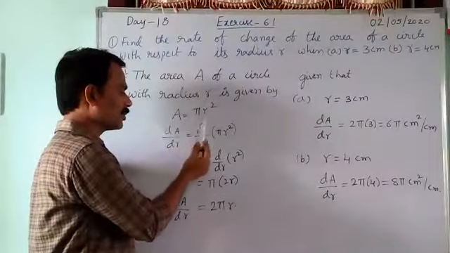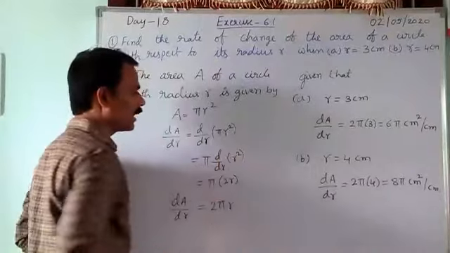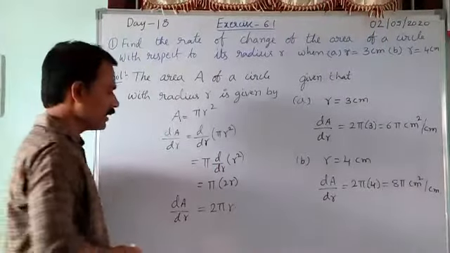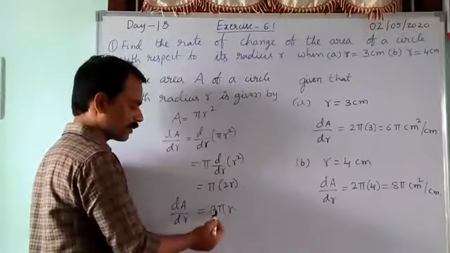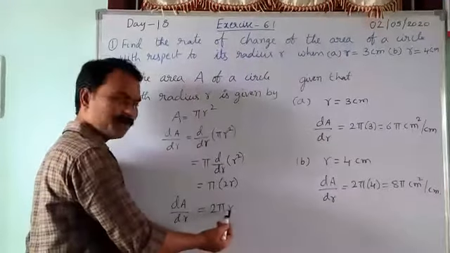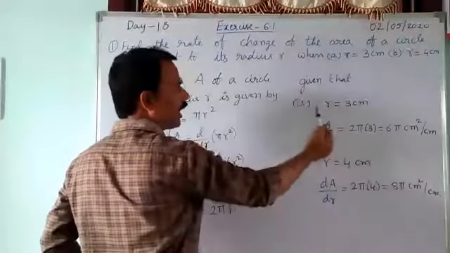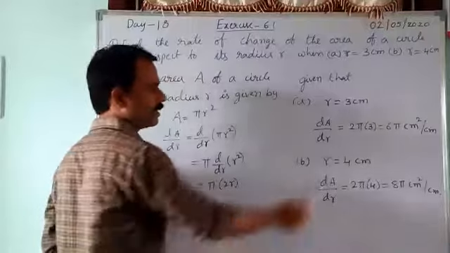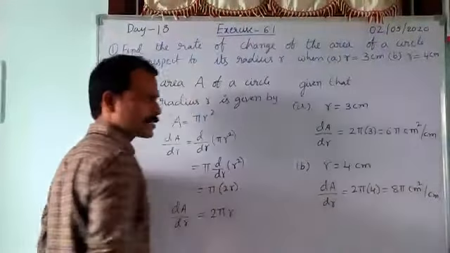dA by dr is equal to d by dr of pi r square. Then what do you get, guys? Pi into d by dr of r square, so 2r will come. Your answer is dA by dr is equal to 2 pi r. Given r is equal to 3 centimeters, dA by dr is equal to 2 pi into 3, substituting the r value, you will get 6 pi.